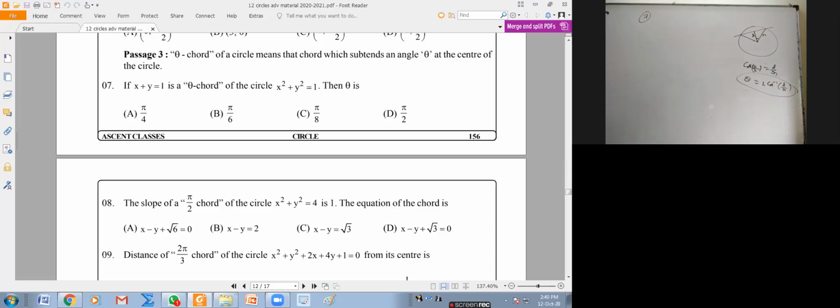But here, this particular question is quite easy because where the circle is, the given chord is passing through the points 1, 0 and 0, 1, where this angle is directly 90. So it is pi by 2.